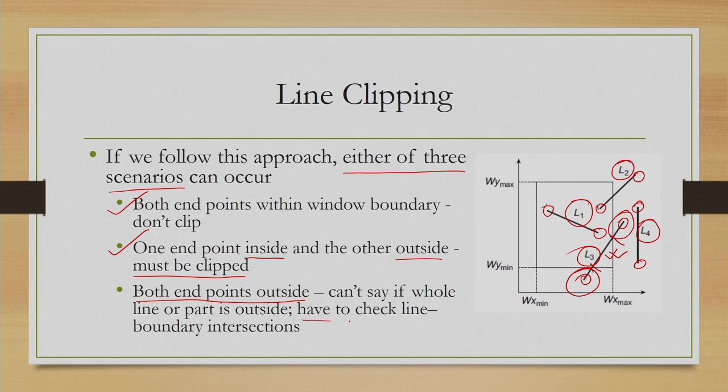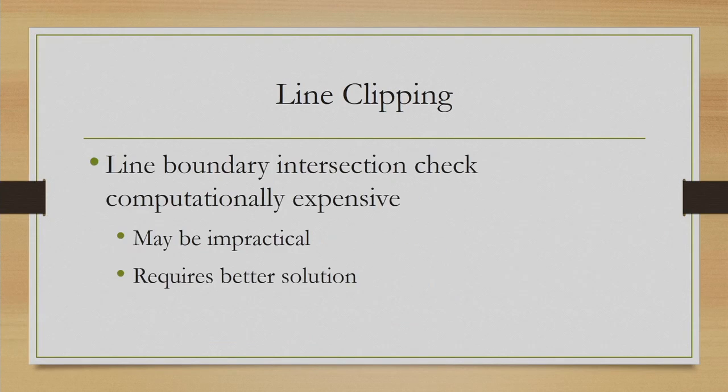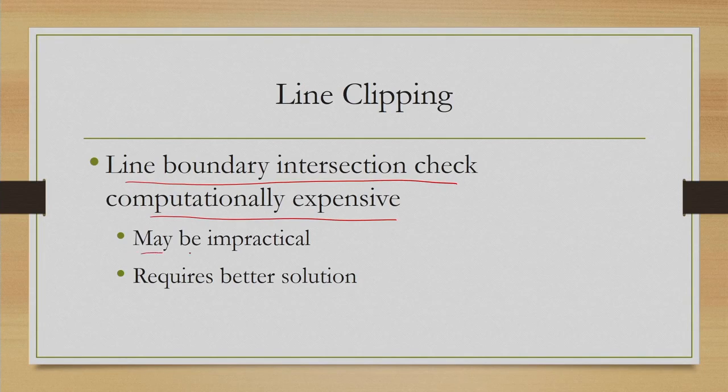So, in this case then we have to check for line boundary intersections to determine whether some portion is inside the window or not. Now, these intersection checks are computationally expensive because they involve floating point operations, and in practical applications every change of screen involves a large number of such intersection checks, which may slow down the overall rendering process, and it may even turn out to be impractical.